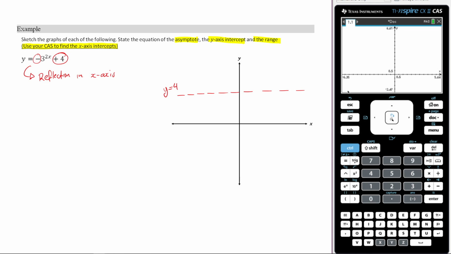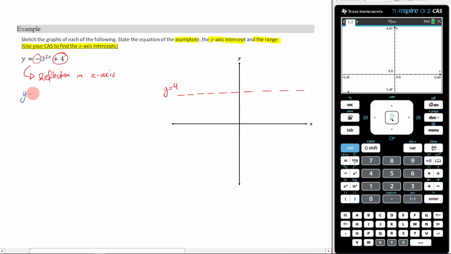That's going to help me get a picture of what this graph is going to look like. Don't draw this in, but if this is a normal graph, if we're reflecting it in the x-axis, it's going to look something like that. So that means my graph is going to look something like this, but we need to find some more points before we can give it a sketch.